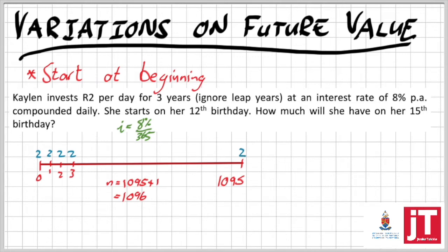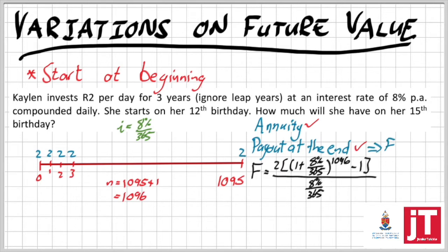So to substitute then into my formula is relatively straightforward. It is an annuity. I've got payout at the end. So my future value annuity looks like that. Putting it into my calculator gives me a total of R2,477.39. So that's how much she will get out on her 15th birthday. So if I start at the beginning, it means 1 extra payment.